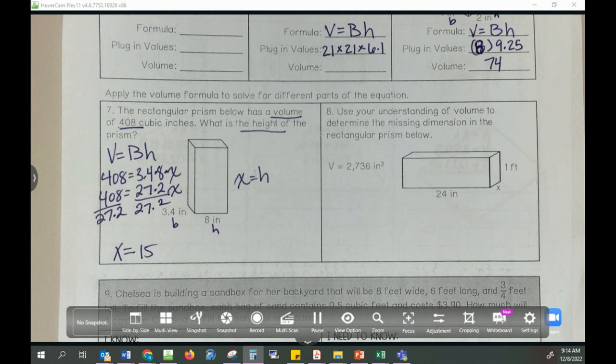Wait, I think I got it wrong. What did you get? I got 100. What did everyone get? What did you get, Price? 9.5. What did you do to get 9.5?